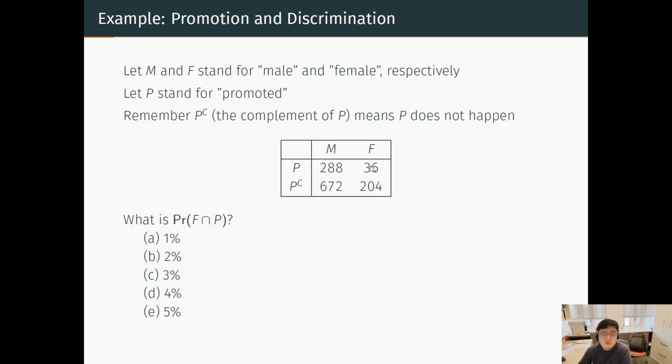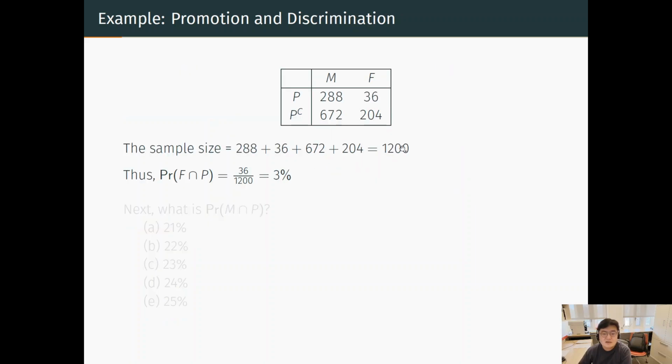And then what you need is the total number. 36 out of what? Out of the sum. That is easy to calculate: 1200. There are 1200 observations in our data, but out of them, 36 were female promoted candidates, right? So that is 3%.